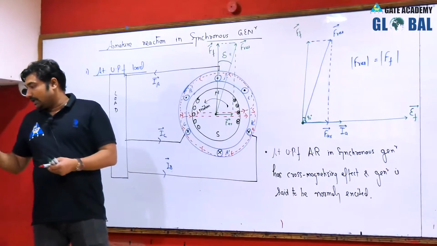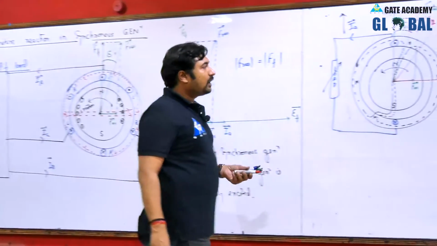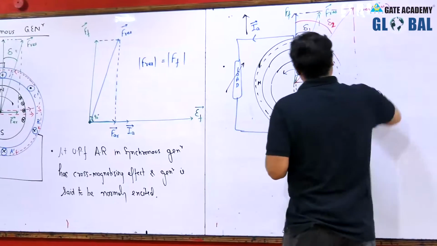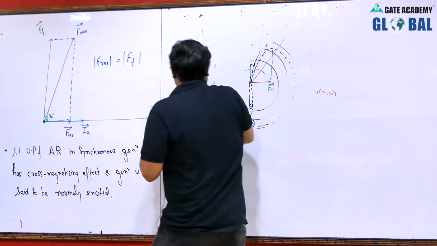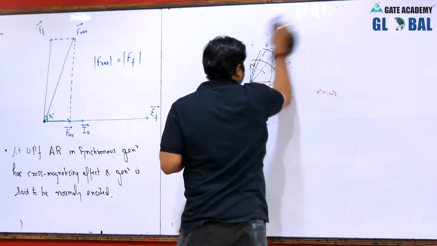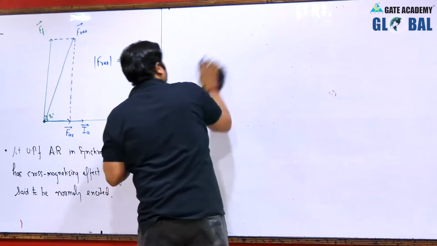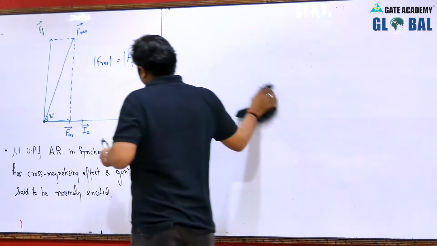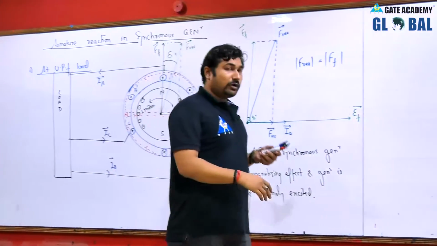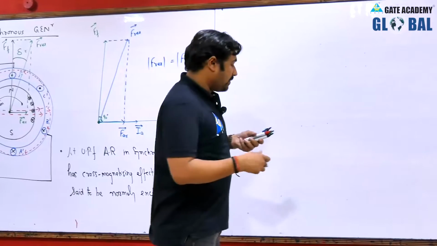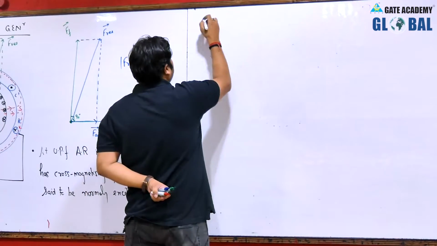Is it okay? Now, at unity power factor we observed that the armature reaction has a cross magnetizing effect, and the generator at unity power factor is said to be normally excited, as we have said that the magnitude of the resultant field is almost equal to the magnitude of the main field. Okay. Now observe what happens when we operate the generator at lagging power factor. Let us take the case of 0 power factor lag.